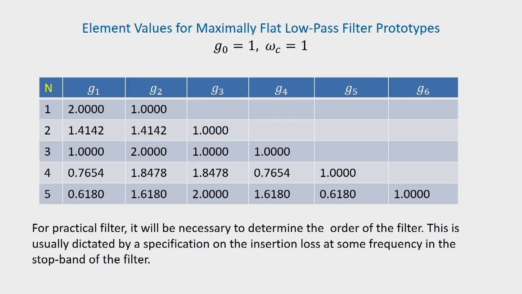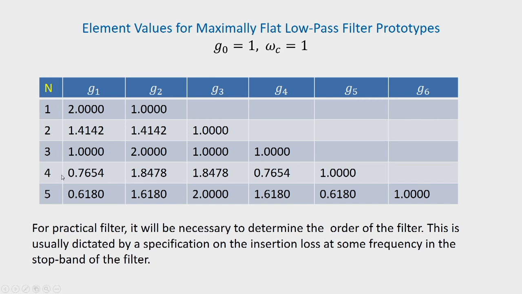So, this table shows the element values for a maximally flat low pass filter prototype with G naught equal to 1, omega C equal to 1. And we can see that we found out in our second order filter L equal to C equal to root 2, which is 1.4142, and R equal to 1. So, G 3 is equal to 1. So, essentially we solved by our prototype circuit this row of the table.